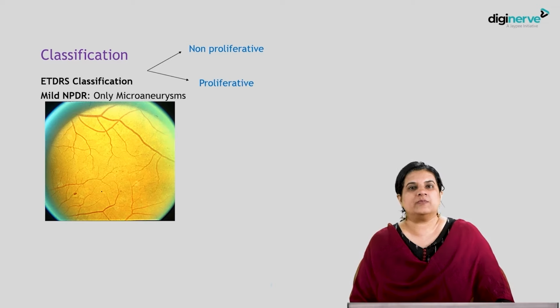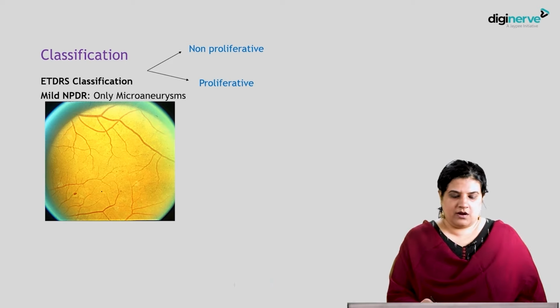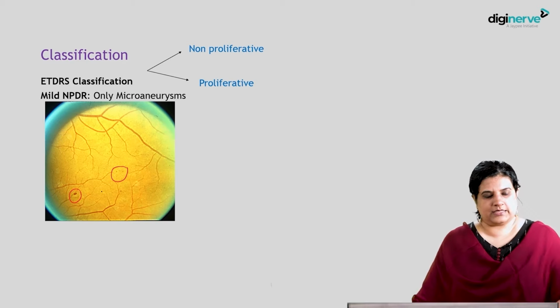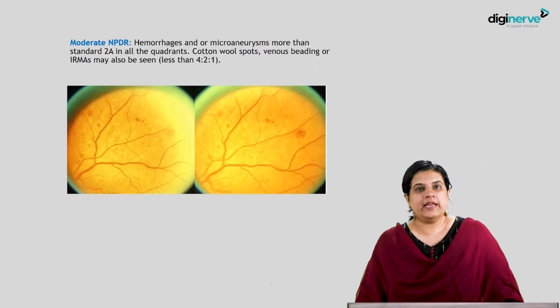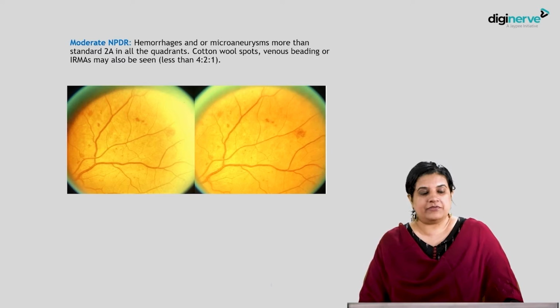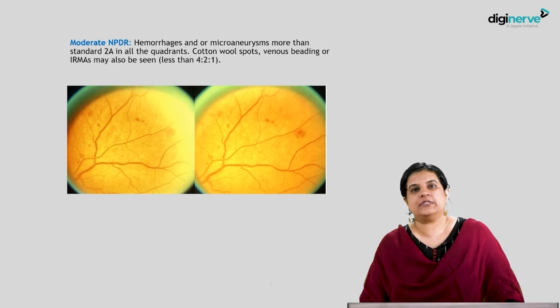Now, microaneurysms can appear like red pinheads. So, here in this image, there are small red pinheads in this area and a slightly bigger one in this area. Moderate NPDR, on the other hand, refers to hemorrhages or microaneurysms more than the standard 2A image in all the quadrants. There would be cotton wool spots, venous beading or IRMAs less than 4:2:1.